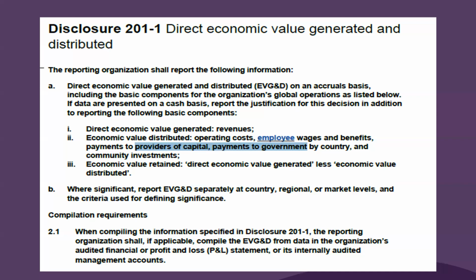So for example, the revenue. So we have to include that economic value distributed, in terms of the operating costs, employee wages and benefits. So economic value retained, so that's the direct economic value generated, meaning the revenue less all the expenses, operating costs, employee wages and benefits. So this is basic for us as accountants. This is simply our P&L.